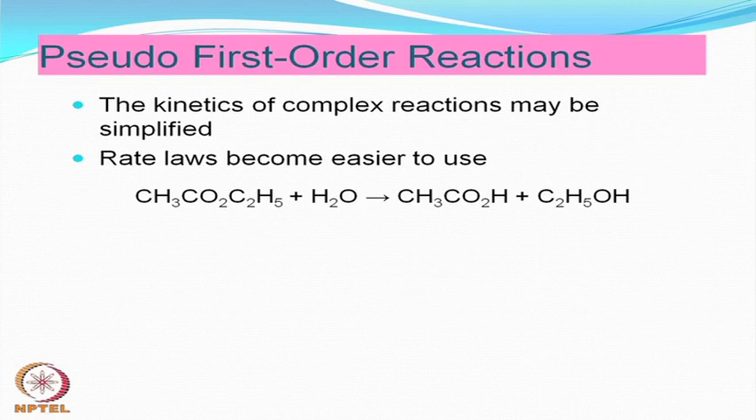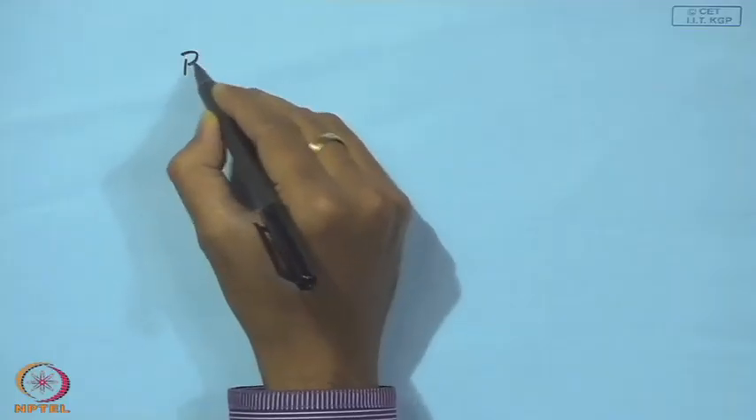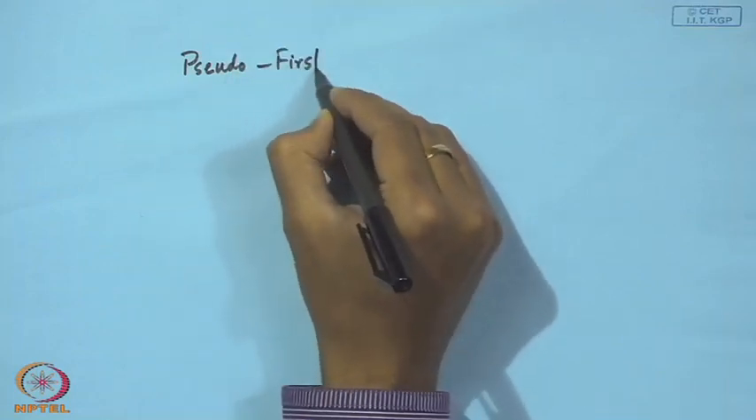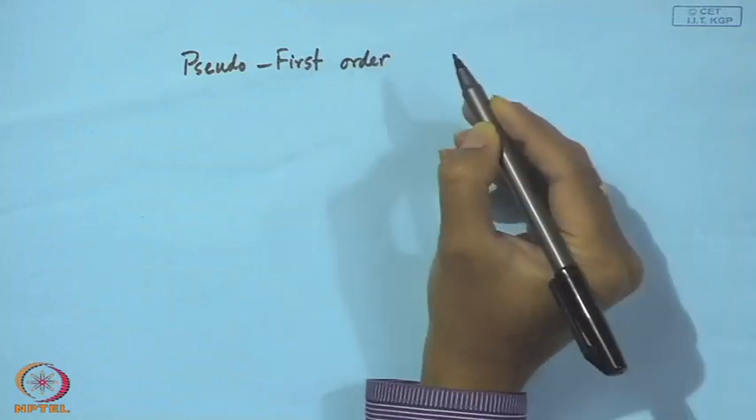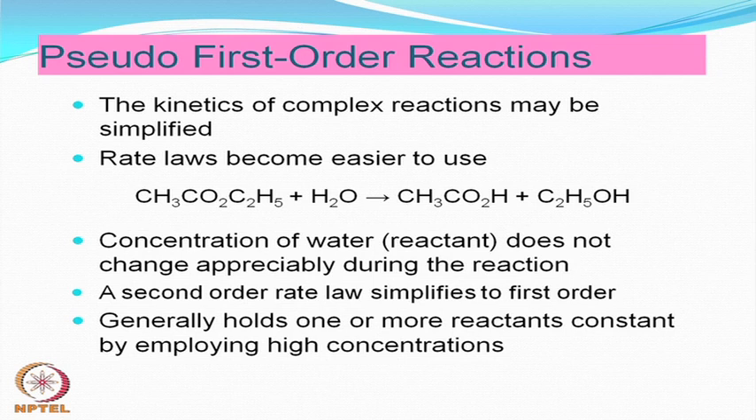Now, next we will move on to a special kind of reaction, which is called the pseudo first order reaction. So, the kinetics of complex reactions may be simplified, and rate laws become easier to use. Although in certain cases some complicated rate laws may happen, under certain simplification, those rate laws may be reduced down to some usable form.